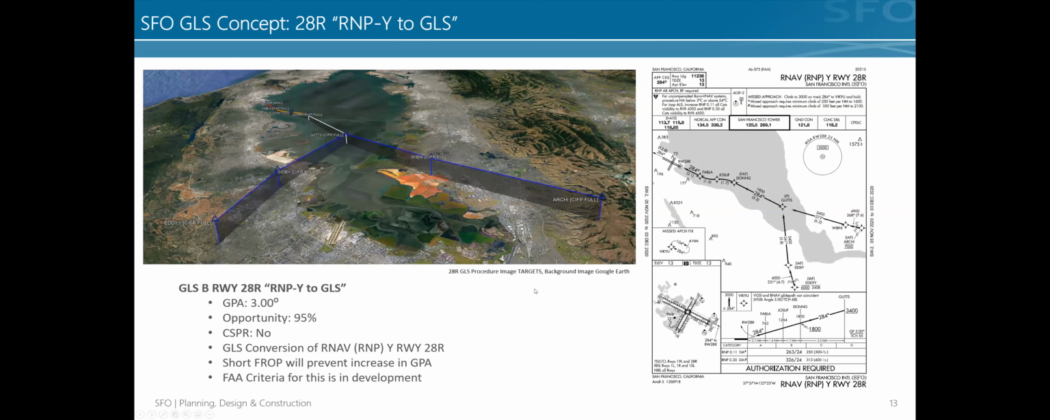The next approach procedure that we're evaluating is a direct overlay of the existing RNP Yankee approach to 28 right.